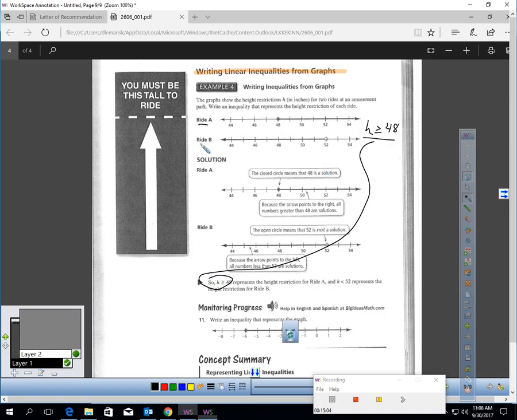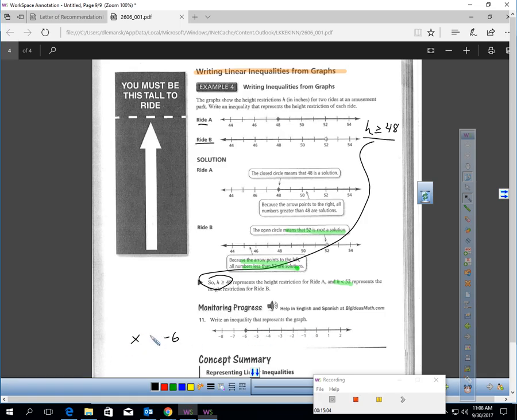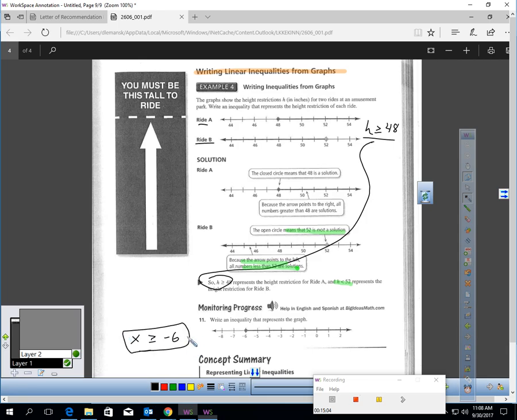Now in this one, ride B, we have an open circle at 52. That means 52 is not a solution. And since we're shading left, that means all the numbers less than 52 are solutions. So I would want H is less than 52. Okay, this one says write an inequality that represents the graph. It looks like to me, if I'm looking carefully, we have a closed circle at -6, which means that is a solution. And I want all the values that are equal to or bigger than that, so x would be greater than or equal to -6 for this.